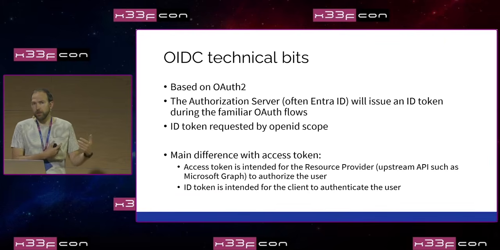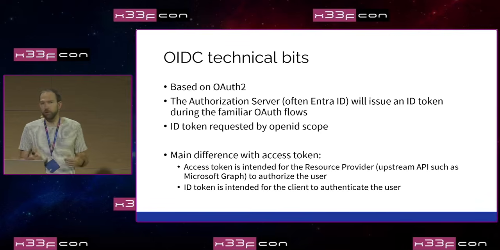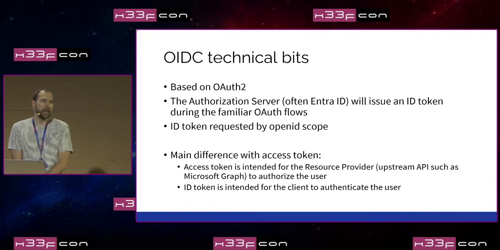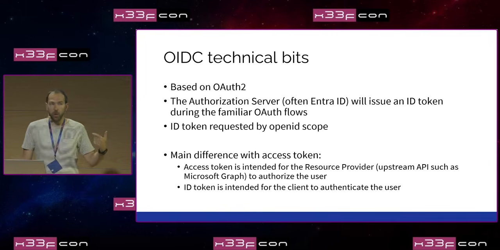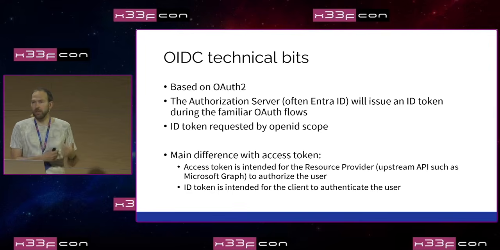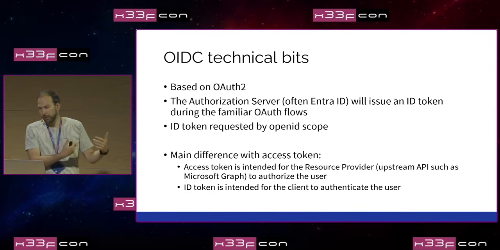If we talk about OAuth, then we talk about the authorization server. In this case, it's Entra ID, formerly known as Azure AD. I'm going to call it Entra. And that's going to issue ID tokens, and the ID tokens can be sent to the resource service. You get such an ID token by asking for the OpenID scope. So if you look at authentication flows, you see the OpenID scope, then it's doing OpenID Connect.